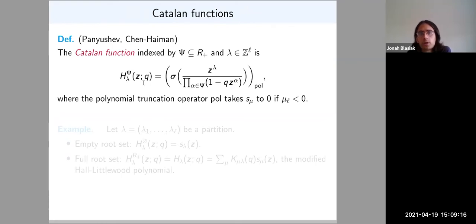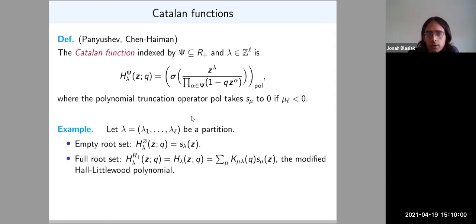All right, so the definition of the Catalan function is as follows. We take some subset of the positive roots psi and a weight lambda in Z to the L. And then we take this rational function with the denominator 1 minus q z to the alpha, product taken over all the roots in our chosen set psi. And then we apply this symmetrization operator, view this as a series, and take the polynomial truncation, which means that we throw out any Schur functions that are not indexed by non-negative integer weights.